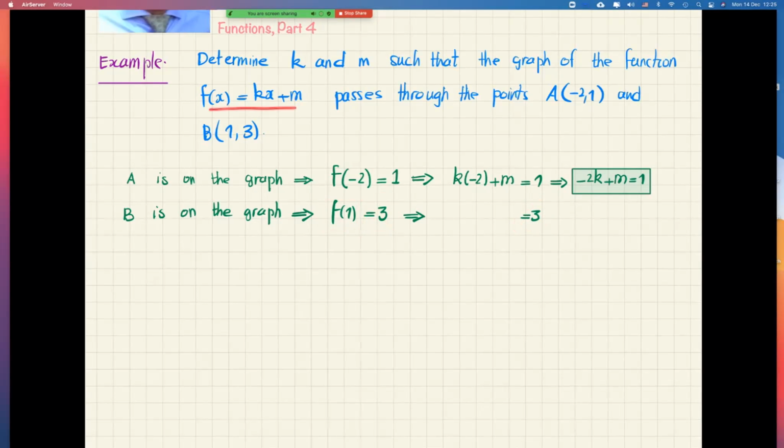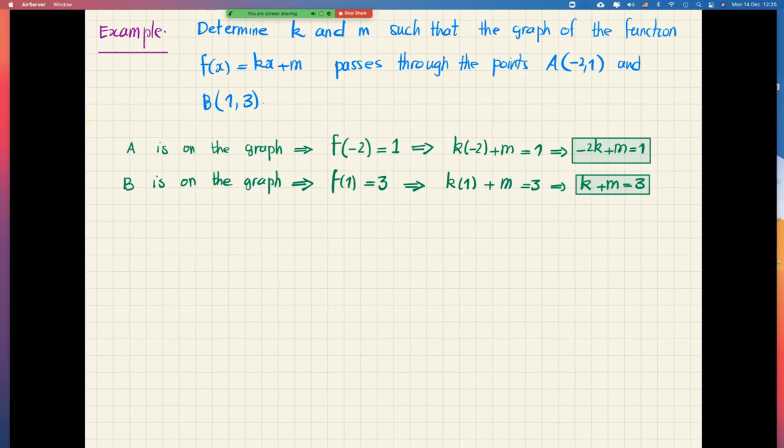You go to your function, you want to calculate f of 1, it means that you take x away and replace it with this given value. So then it becomes k times 1 plus m. Okay? But nobody writes k times 1. People write just simply k, and then I have m equals to 3. And that is another equation that I have. Yes? But there are two unknowns, two equations.